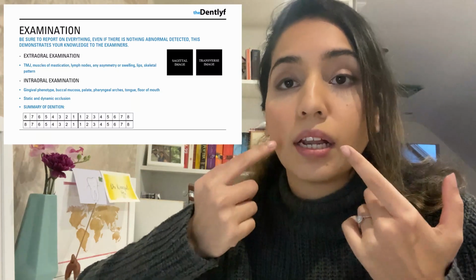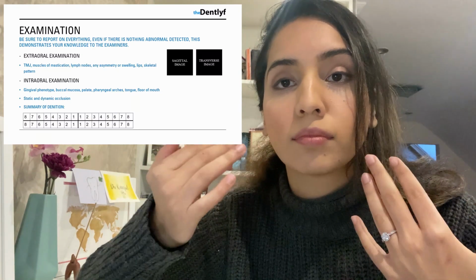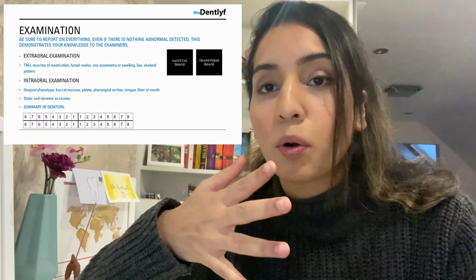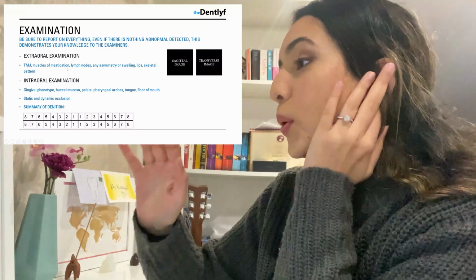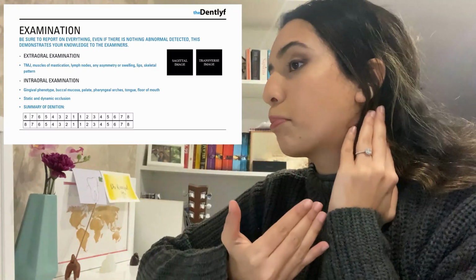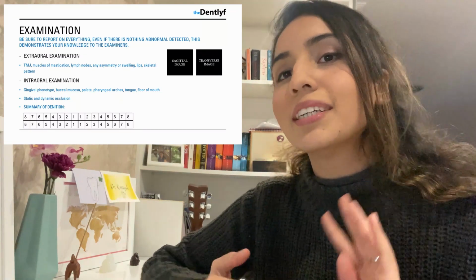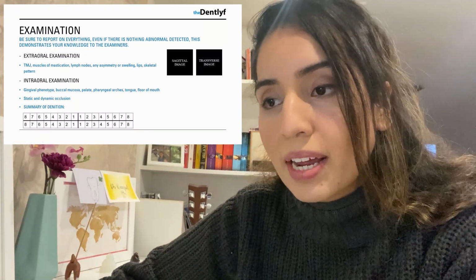And then you check the lips. So at rest, what are the lips like? So you ask the patient to close. Are they competent, incompetent? Other things about the lips. And the skeletal pattern. So ask the patient to look ahead and you just check their profile. So I think I'm a class 1. Yeah. Then you have the intraoral examination.